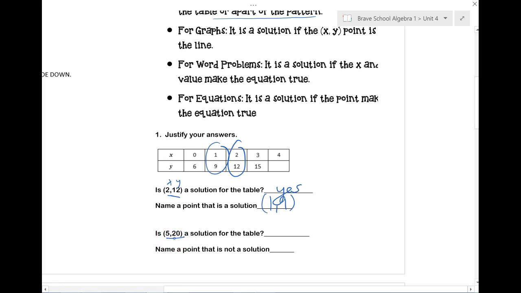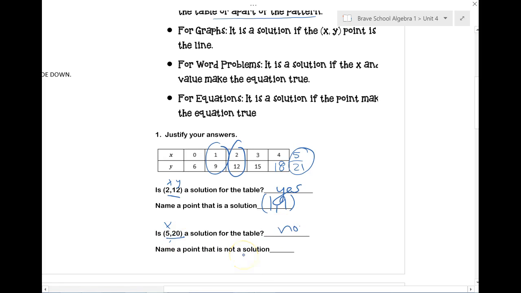Is that a solution? Okay, well the x is 5, and that's not up here, so we need to continue the pattern. The pattern on the bottom here is going by 3's, so the next one after 15 would be 18, and after that would be 21. So when I plug in 5, I get 21, not 20. So in this case, this is not a solution, so that's no.